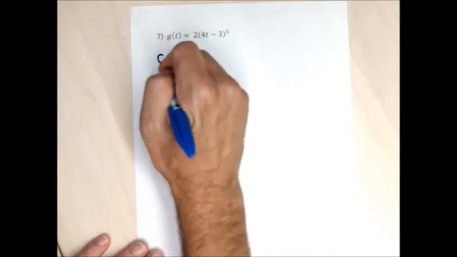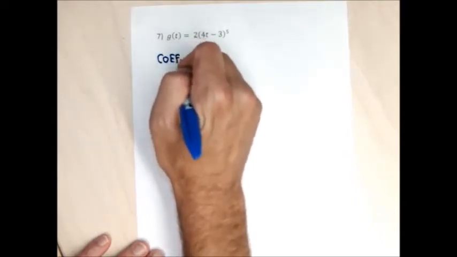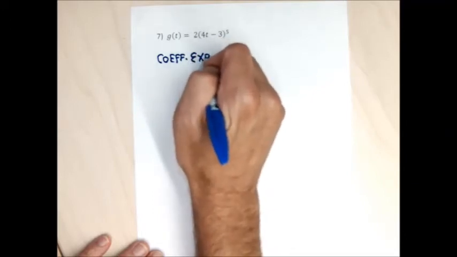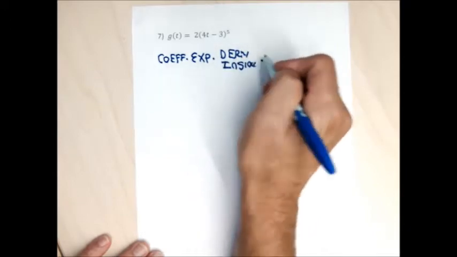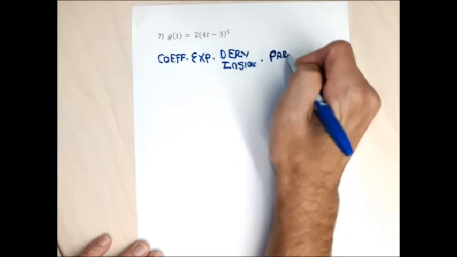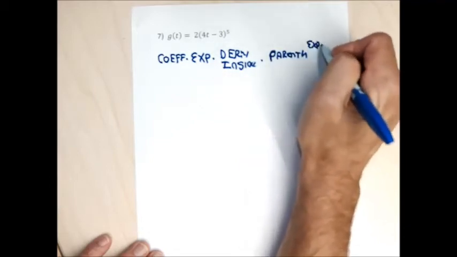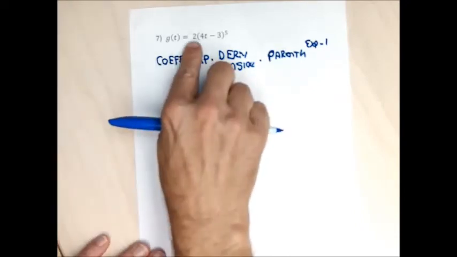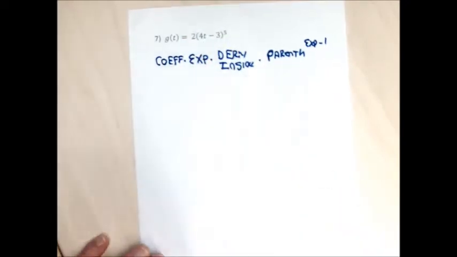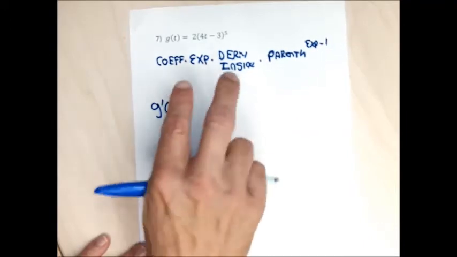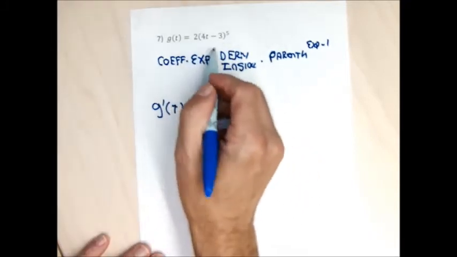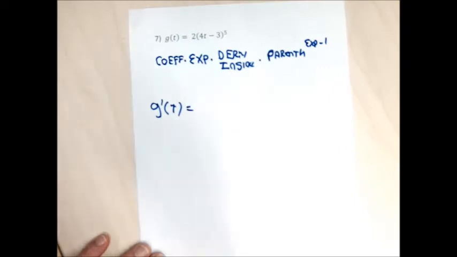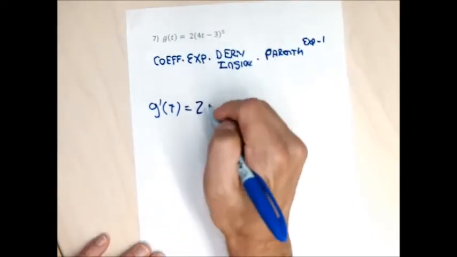Number 7's a parentheses with an exponent, so it's a chain rule. Remember, the chain rule is going to be the coefficient times the exponent times the derivative of the inside of the parentheses times the parentheses with the exponent minus 1. So I'm going to write down the coefficient. I probably could have flip-flopped these, but it doesn't matter. When I go to write the derivative, these first three pieces, you can shuffle the order around. The coefficient is 2. The exponent is 5.